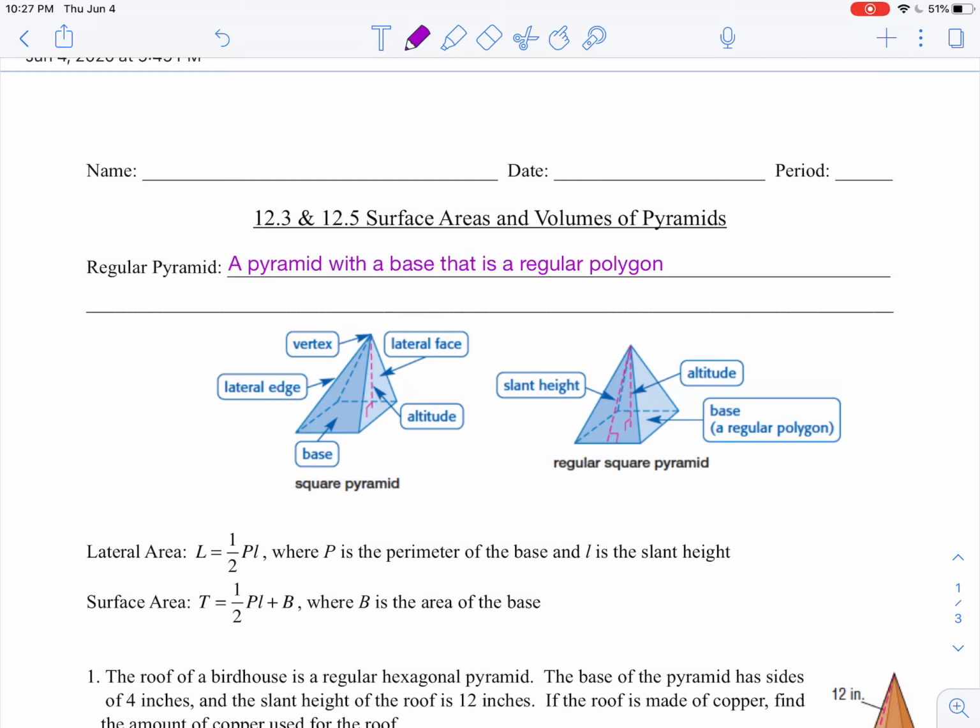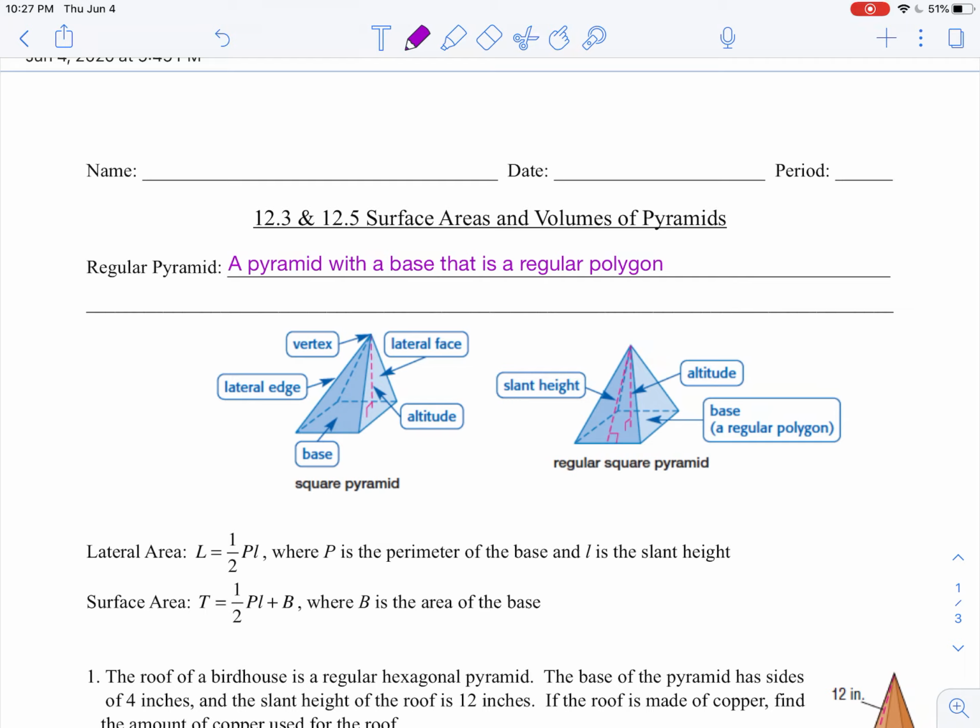Hello, today we're looking at surface area and volume of pyramids. A pyramid is a polyhedron that has one base. Pyramids are always named according to their base. So if the base is a square, it's called a square pyramid. If the base is a pentagon, we have a pentagonal pyramid, and so on.